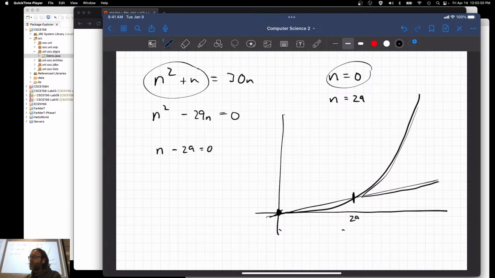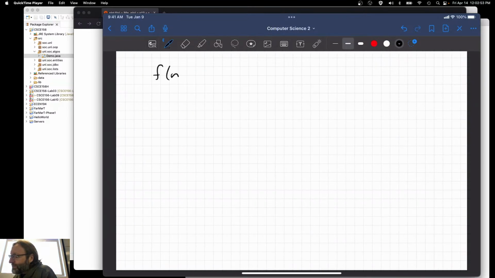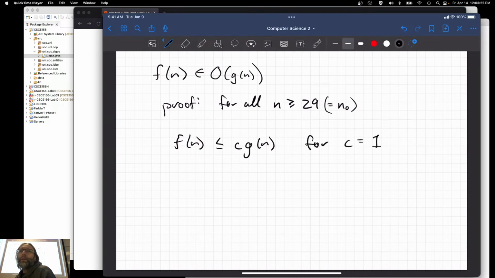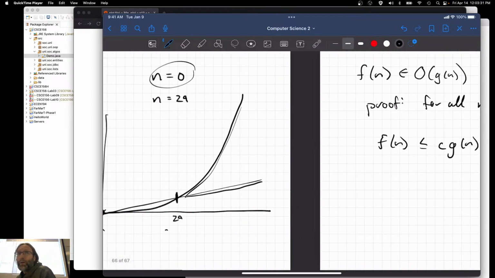Right? So my proof here is that f of n is, here, I don't want to use that bad notation. I'll encourage you to use the correct notation here. Big O of g of n. And my proof is, for all n greater than or equal to 29, which is my n naught, f of n is less than or equal to c g of n for c being 1. The c goes away because I already found this crossover point here. That inequality holds. Why? Because I solved the roots.